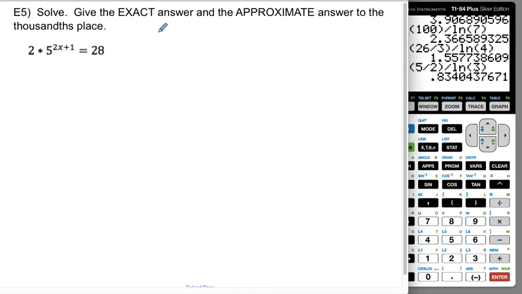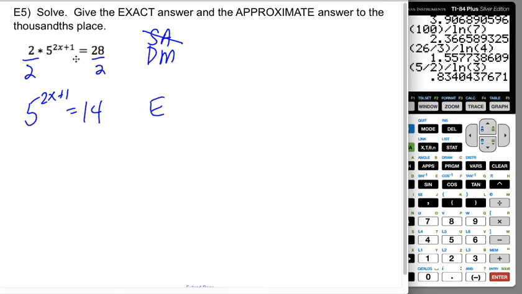Okay, so again, I'm going to do my subtraction and addition first. There isn't any. I look and do division and multiplication. Well, I can divide both sides by 2, so I get 5 to the 2x plus 1 equals 14. Now I can deal with that exponent, right? But keep in mind that all of this is inside the exponent. It's like a parenthesis, right? So I'm going to go ahead and take the log base 5 of both sides, because that'll get rid of the exponent base 5.